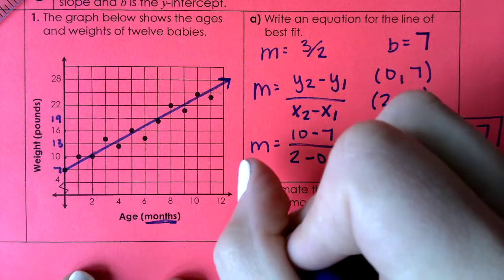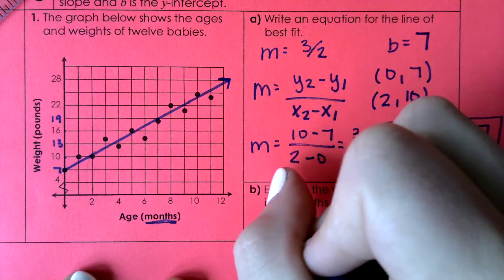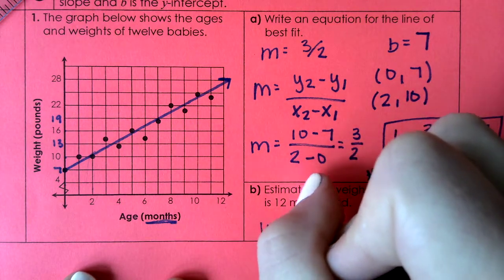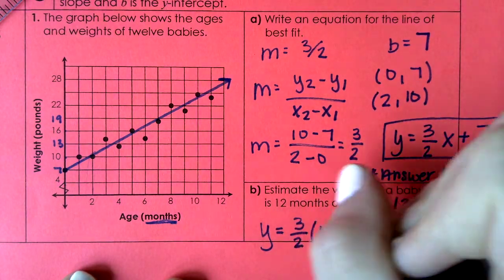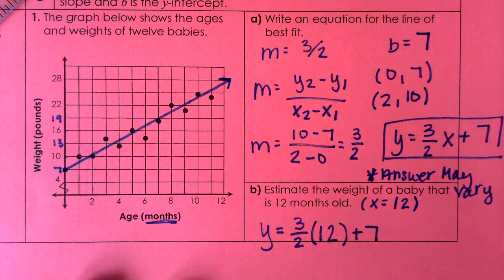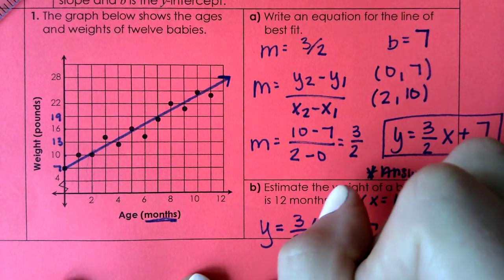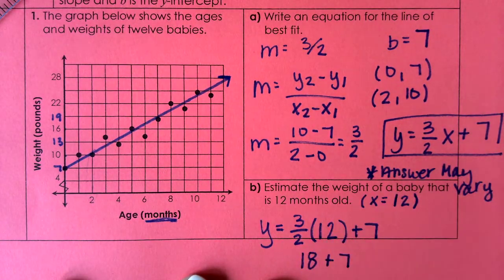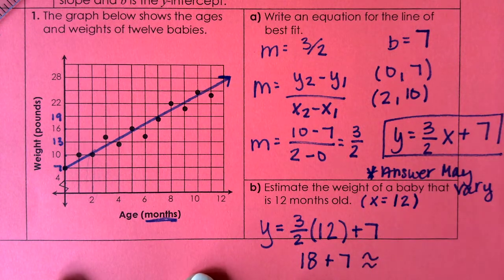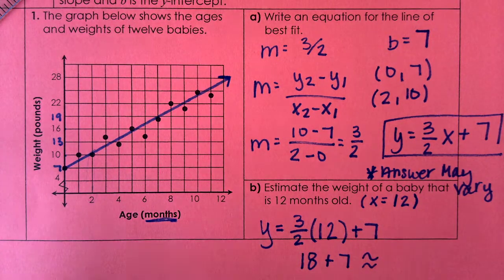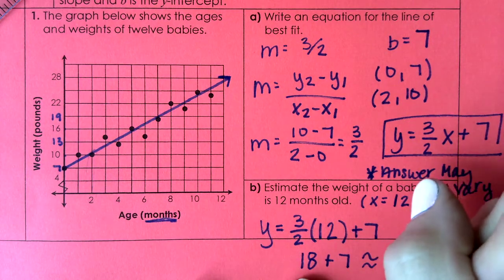So I'm going to plug in 12 for x. I'm going to have y equals 3/2 times 12 plus 7. I'm going to take 3 times 12 to get 36 and divide that answer by 2 to get 18. So I have 18 plus 7. So roughly this 12-month-old baby is going to weigh 25 pounds.